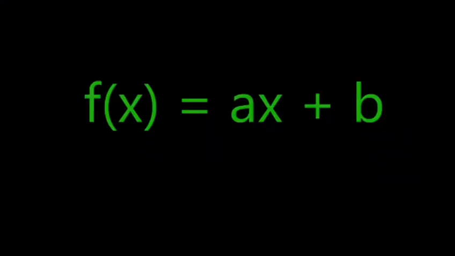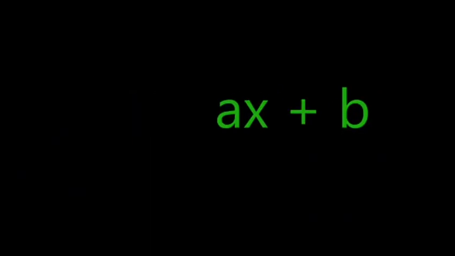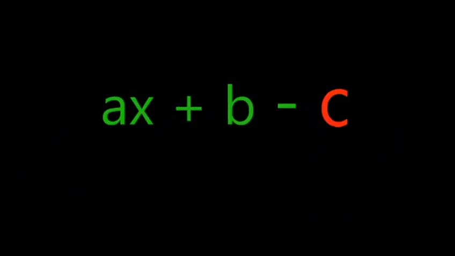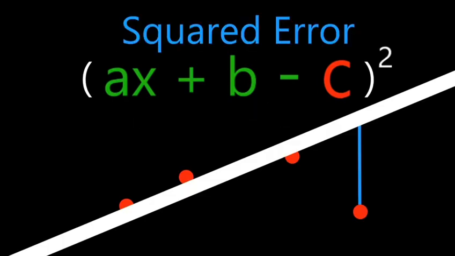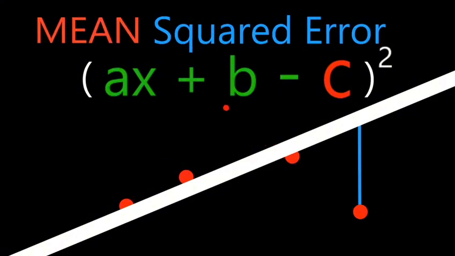Now that we've learned about derivatives, let's get into neural networks again. This is a line f of x equals ax plus b. Now we subtract c, which is the test data point that we are trying to predict using ax plus b. Now we square this difference and we get the squared error, and if we average up all the squared errors, we get the mean squared error.